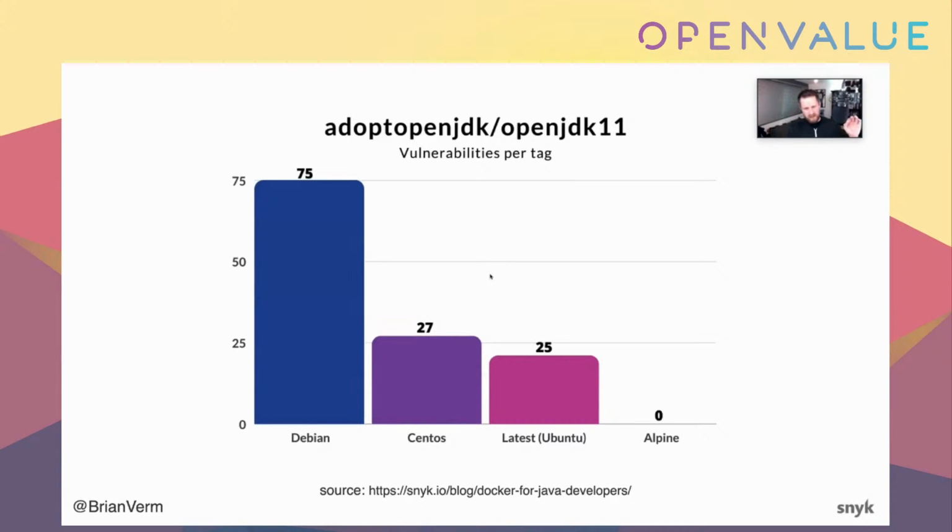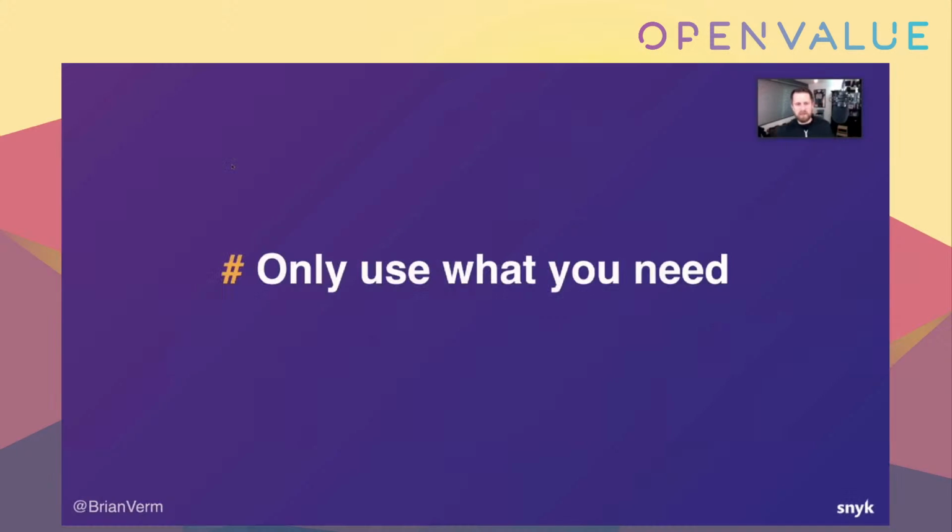So from that fashion, we know that we need to investigate where we base our stuff upon. But then we only need to use what we actually need. And that sounds obvious again. But let's go to a very naive way of building a Docker image.